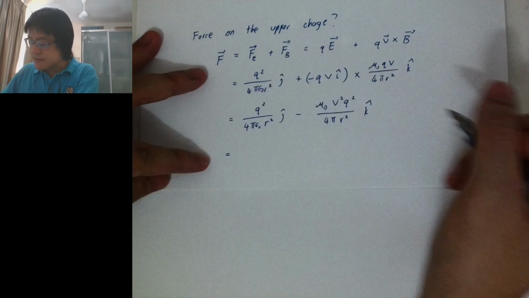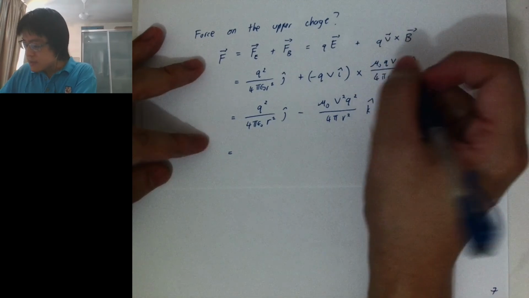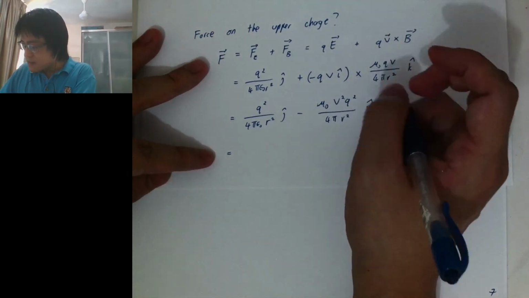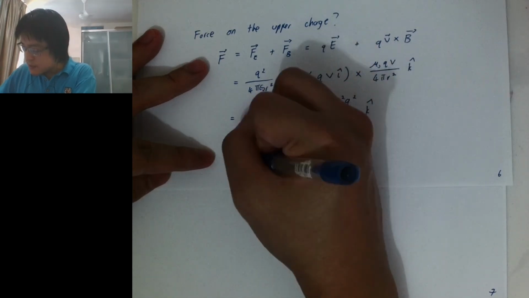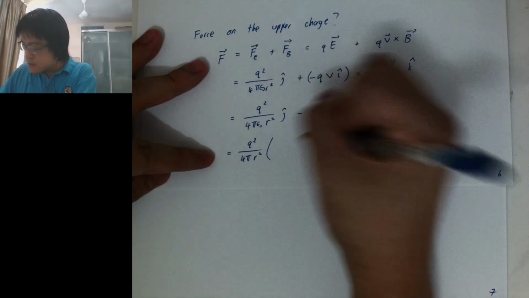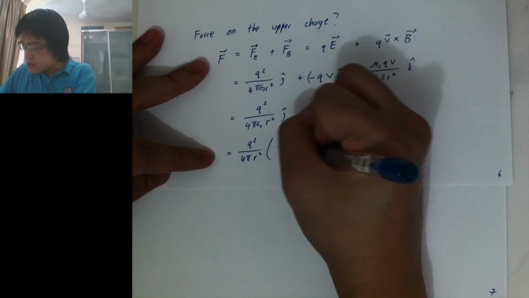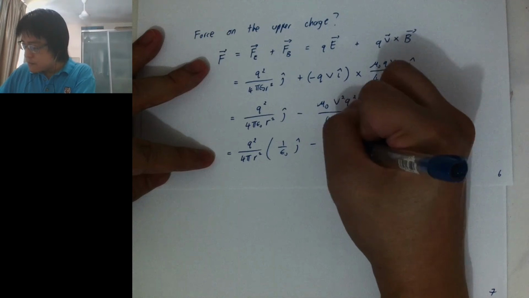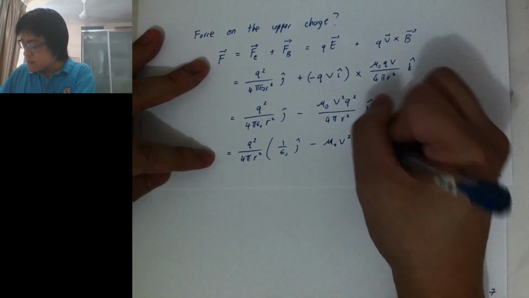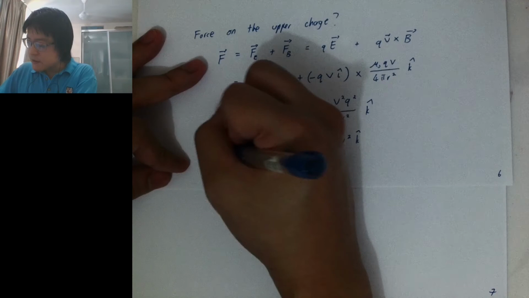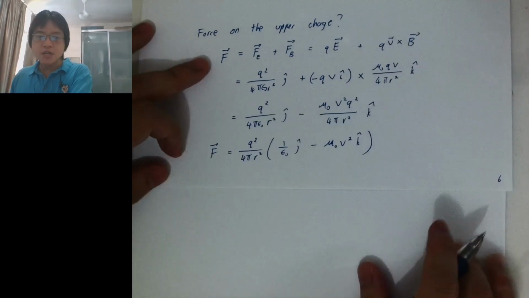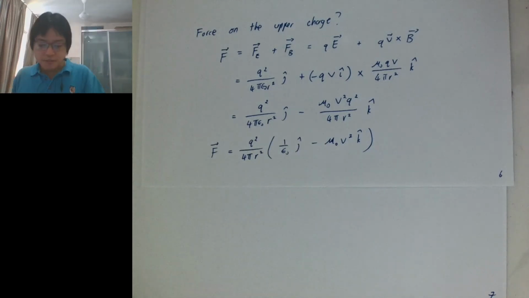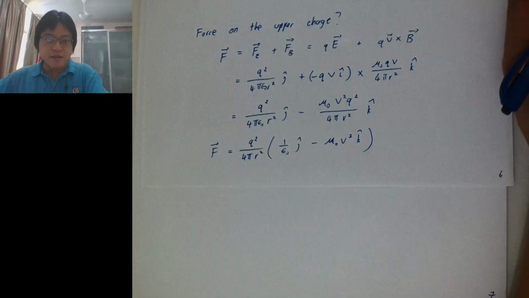In fact, I can factorize, right? So what we have here is, do I need to factorize? A bit lazy, but yeah, it's basically q squared over 4 pi r squared. So it is 1 over epsilon j minus mu v square k. So this is the force acting on the charge, right? So one is acting on the j direction, one is acting on the k direction. But what the question is asking for is actually the ratio, right?